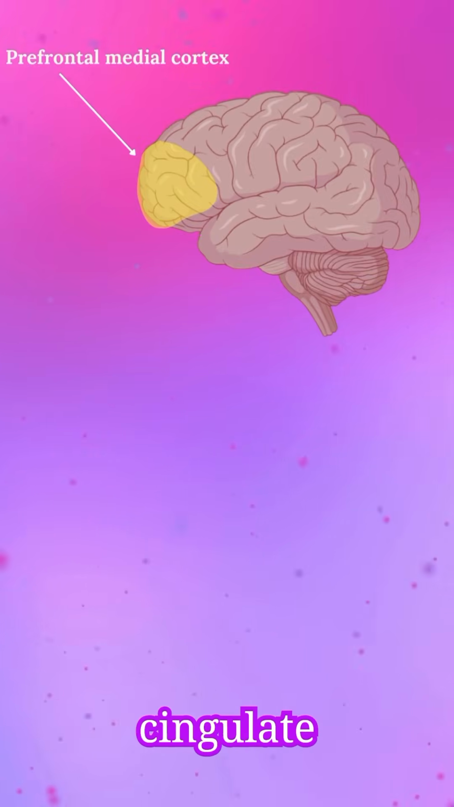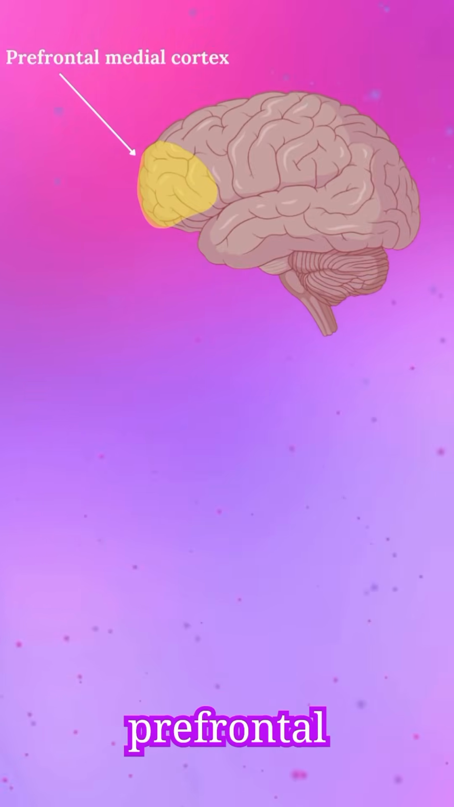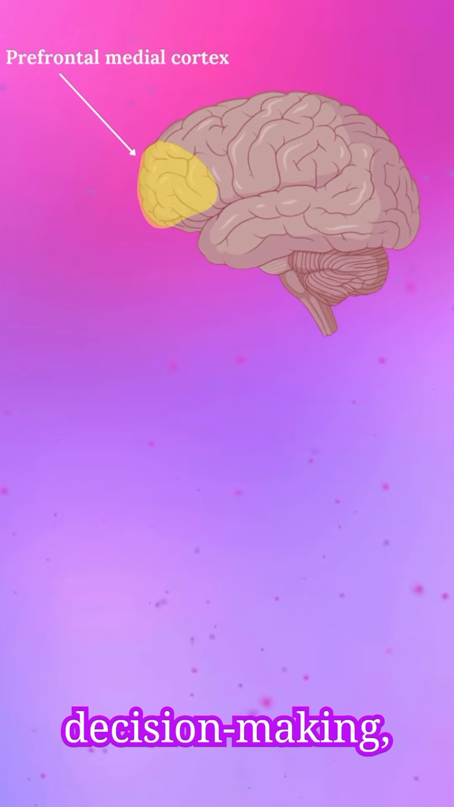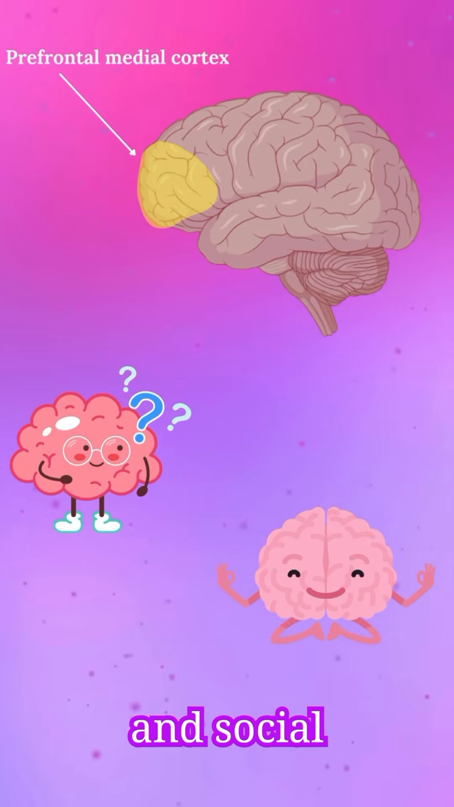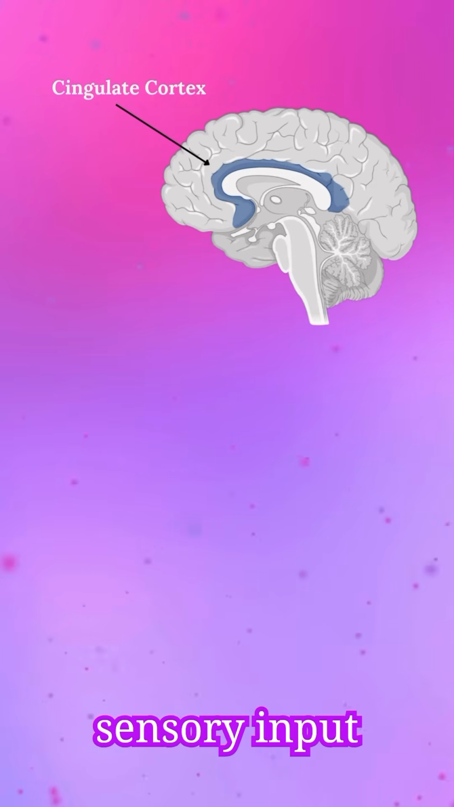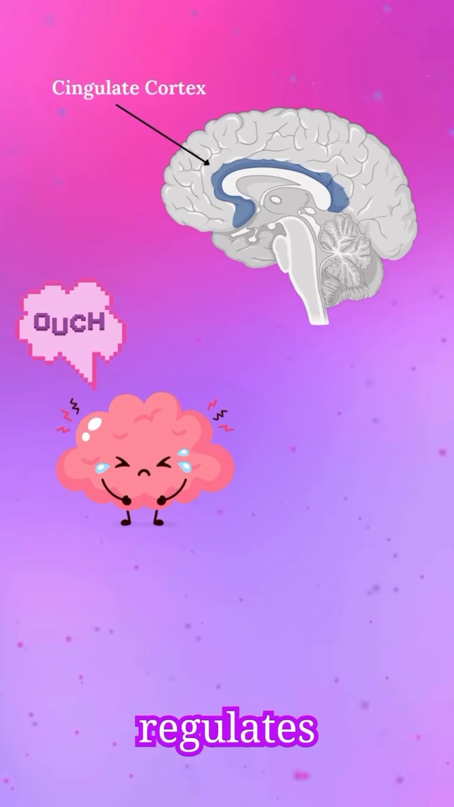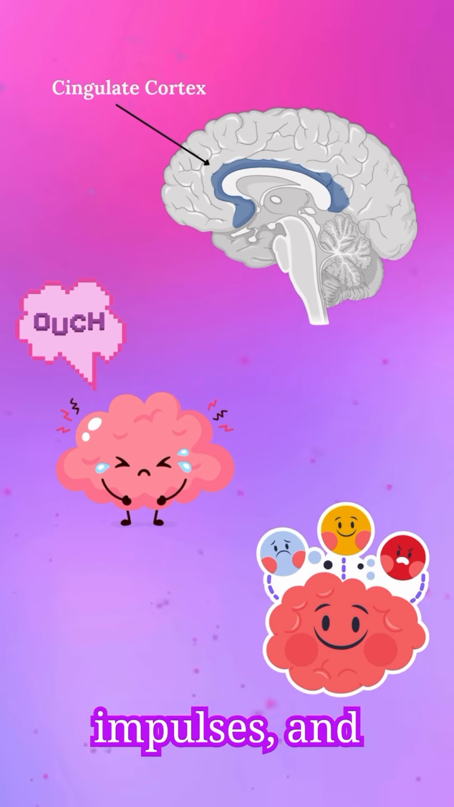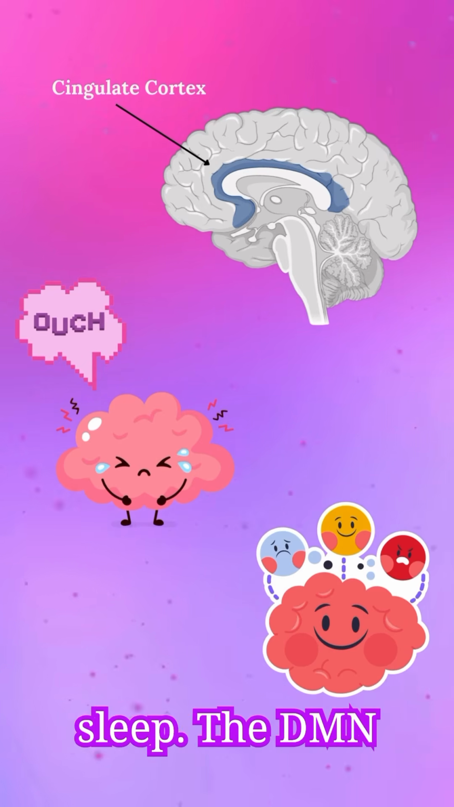The default mode network, or DMN, is a group of brain regions made up of the medial prefrontal cortex and the cingulate cortex. The medial prefrontal cortex plays a key role in decision-making, emotional regulation, and social cognition. Meanwhile, the cingulate cortex helps connect sensory input with emotions, regulates emotions, controls impulses, and even influences sleep.